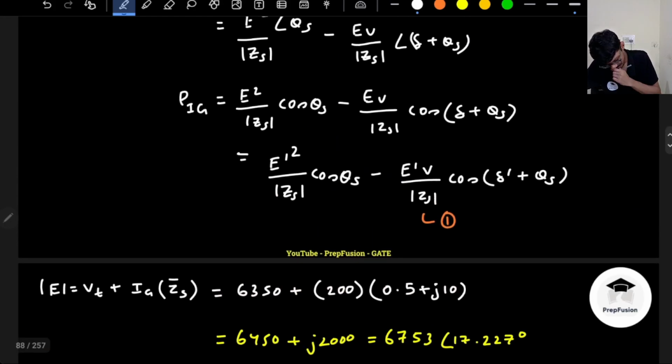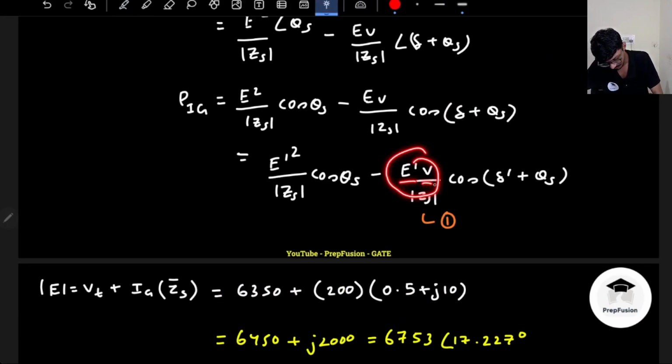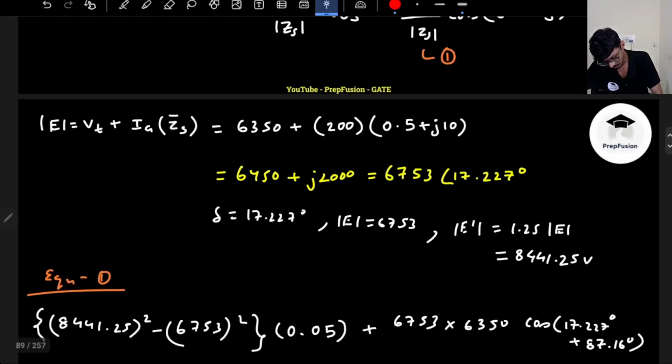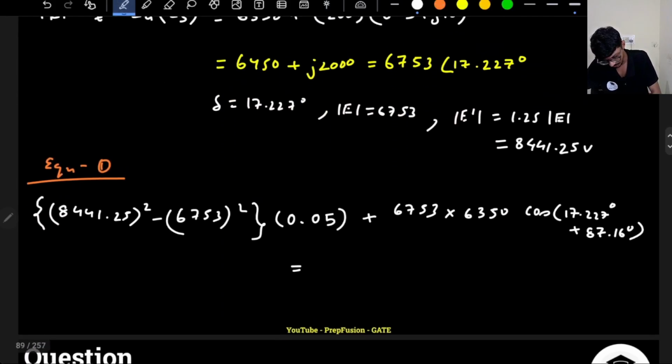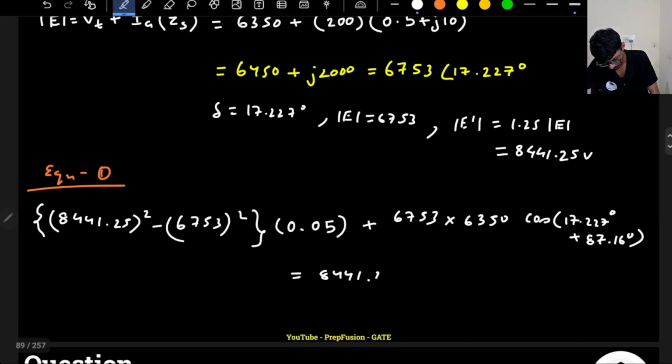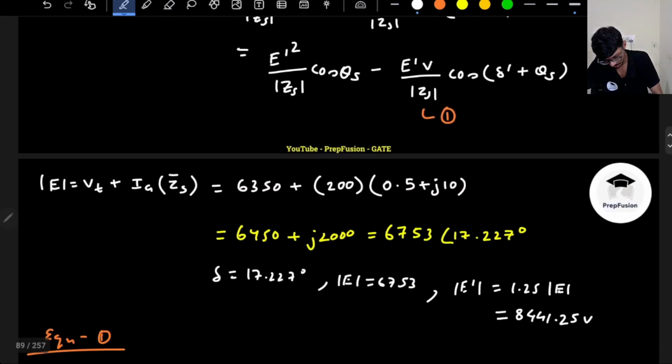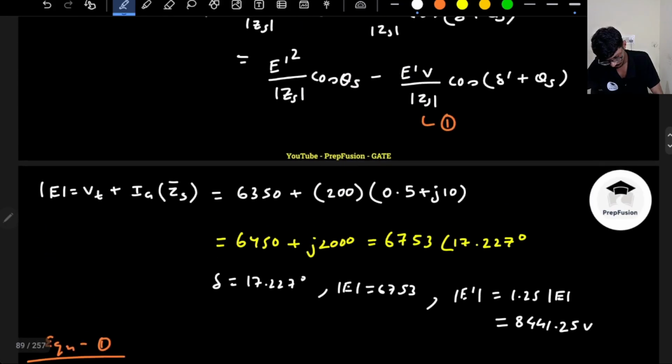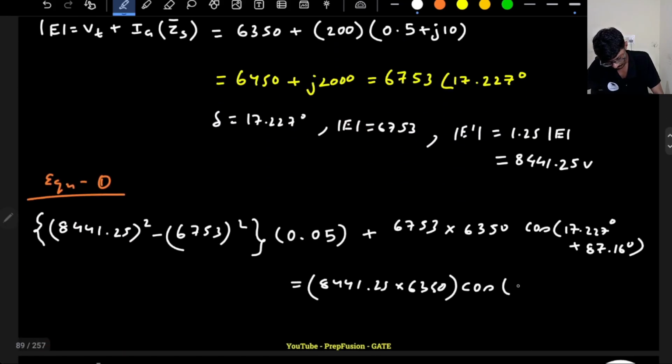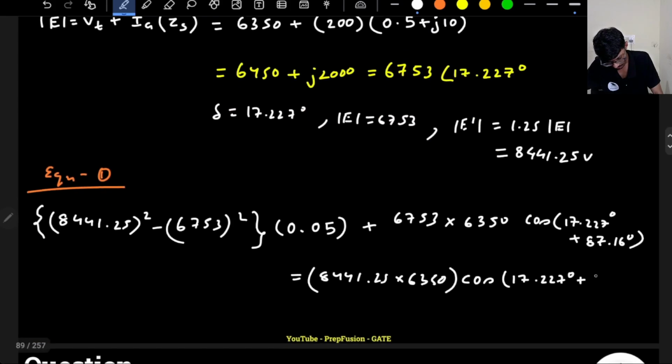This is equals to this, right? Basically magnitude of this, so E dash V by ZS, so E dash into V. E dash I know what is the E dash value, 8441.25 into V, also I know what is V. V is 6350 into cos of delta dash plus theta s. Delta dash is 17.227 plus theta s. Sorry, delta dash I don't know what is delta dash, plus theta s is 87.16 degree.